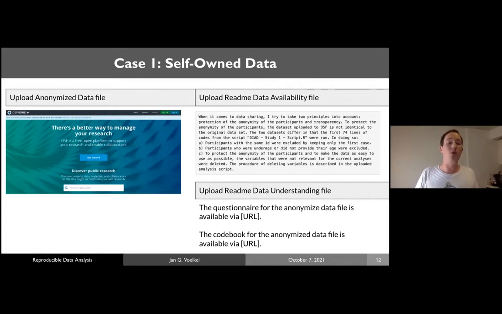Or, and that is usually even more informative, upload a codebook where you really write down for each of the variables what was the underlying question, what's the range of possible values, and how are missing values being coded. That is usually more work, but that provides the best understanding for a person who is accessing your data file for the first time.